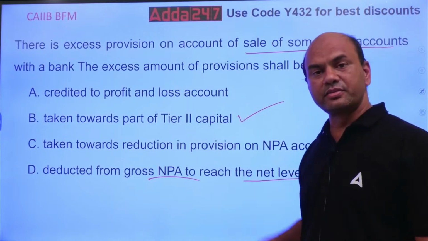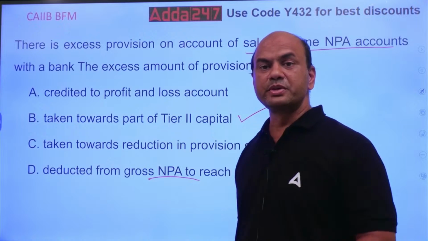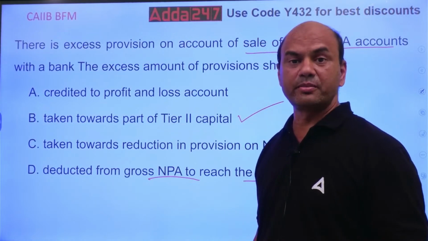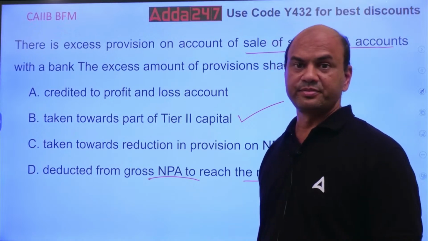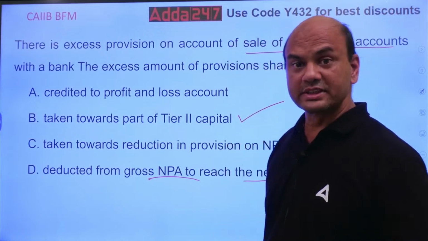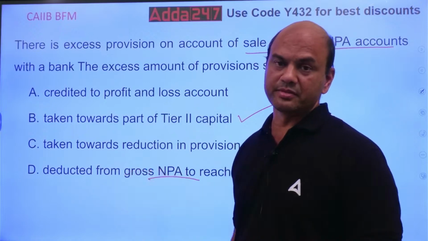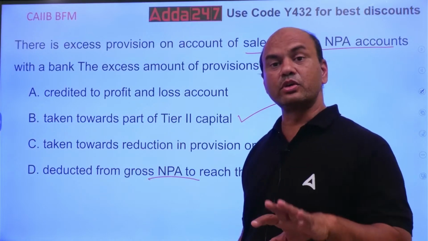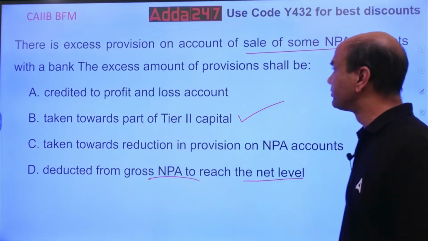Why not tier 1? Because look at this, provision means what? Provision is the amount which you have kept separate. Okay, why did you keep it separate? Because there was a loss, expected loss in the business. Expected NPAs. So this doesn't become the free capital. This becomes the compulsory capital. It's a compulsory provision. So anything which is not free will be transferred to tier 2 capital. Okay.